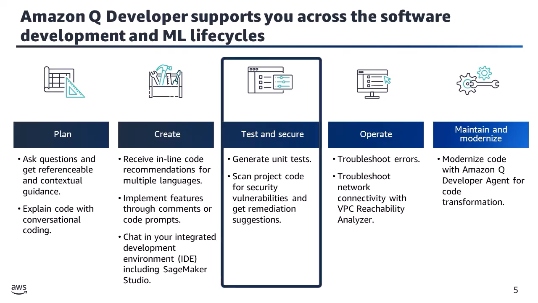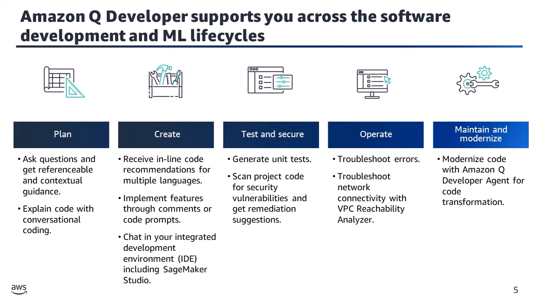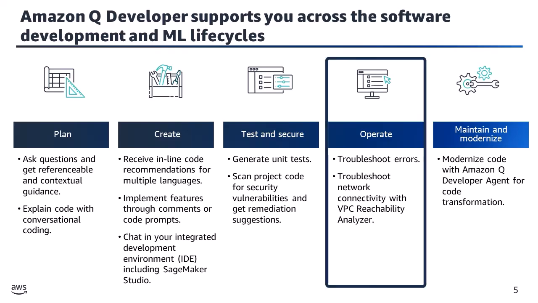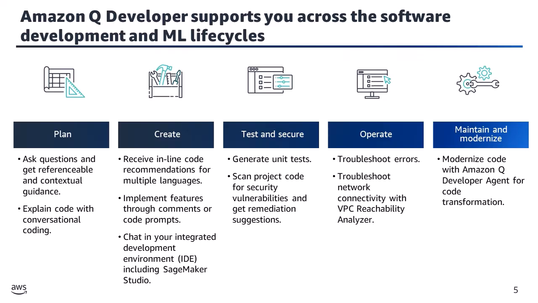Test and secure. Amazon Q helps you confirm that your code is working and secure through unit test assistance. It helps you to find and fix security vulnerabilities earlier in the development cycle. Operate. Amazon Q can help troubleshoot errors, for example, in AWS Lambda, Amazon EC2, and Amazon Elastic Container Service, or Amazon ECS. You can analyze your VPC reachability and get better debug and optimization tips.